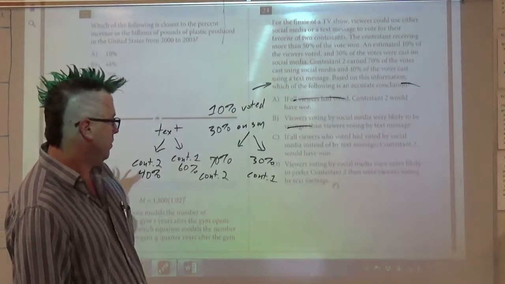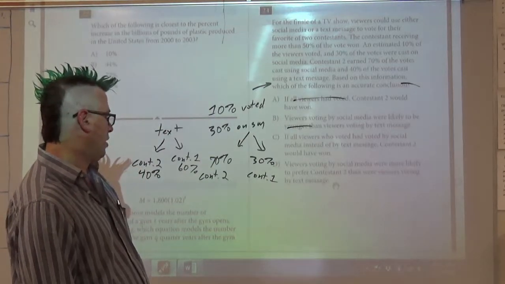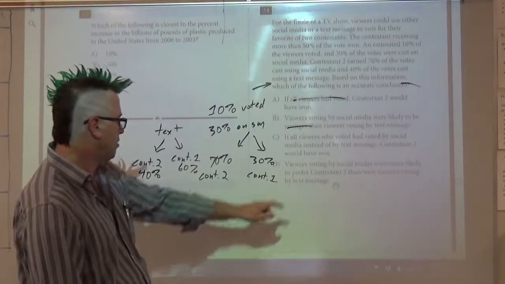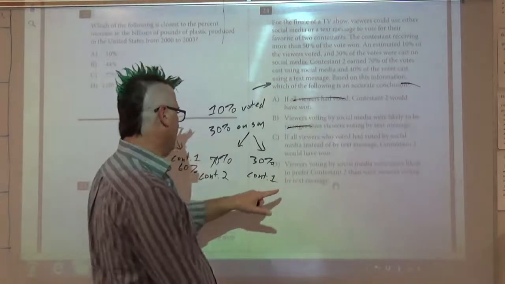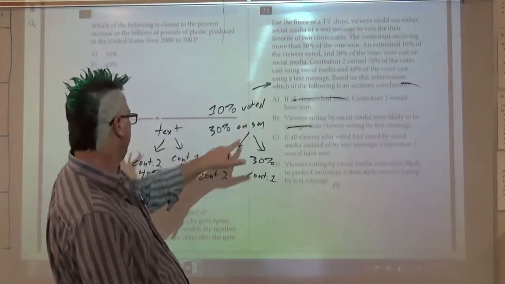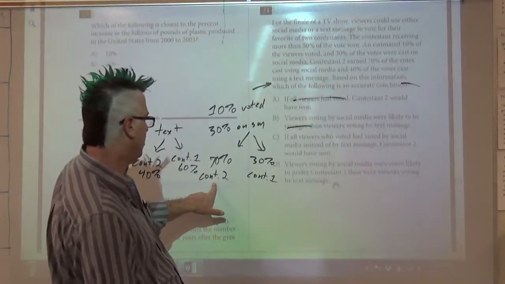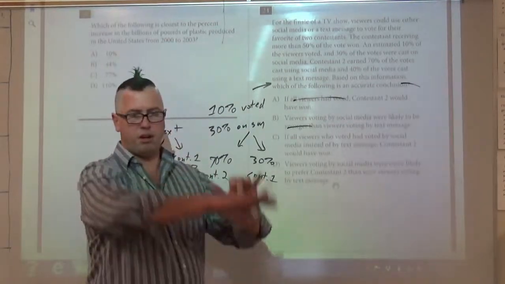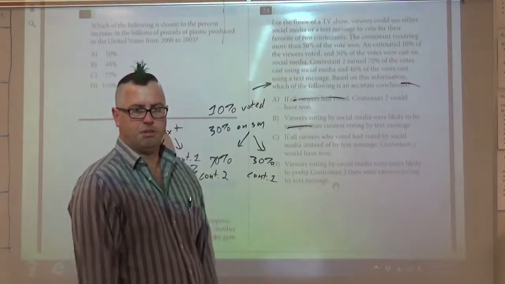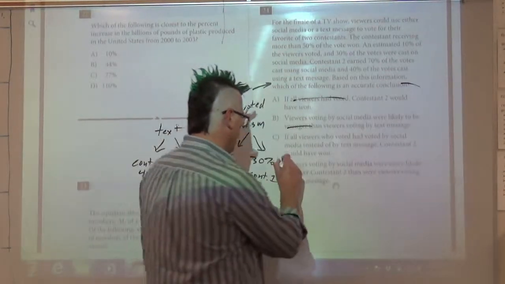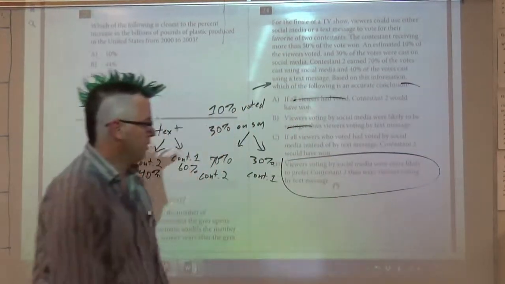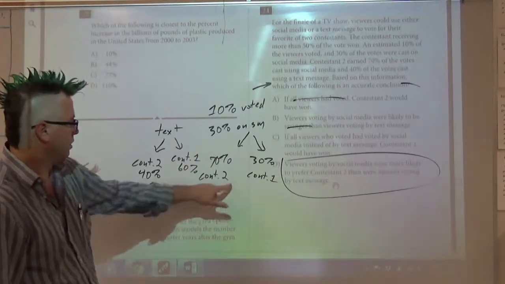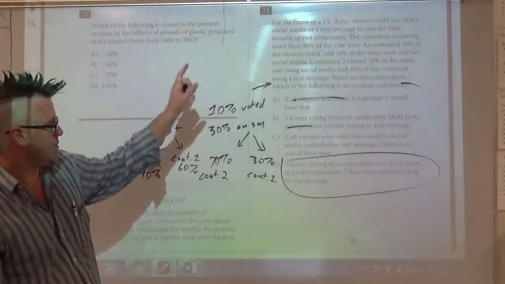Viewers voting by social media were more likely to prefer contestant 2. Yes, this totally sounds reasonable. Social media seemed to prefer contestant 2. Text didn't. We're not really making any broad assumptions about people based on stuff, so this one's going to be D, just because it summarizes what this says. Everything else is assuming something else.